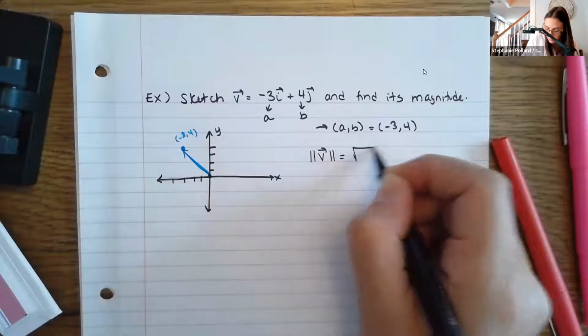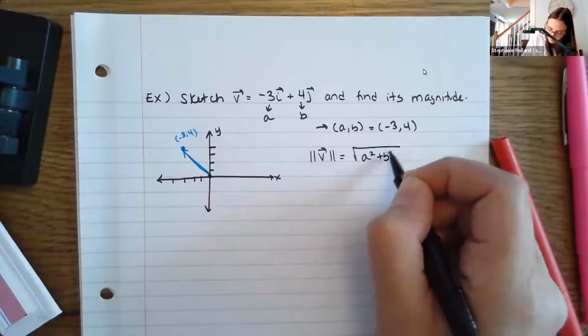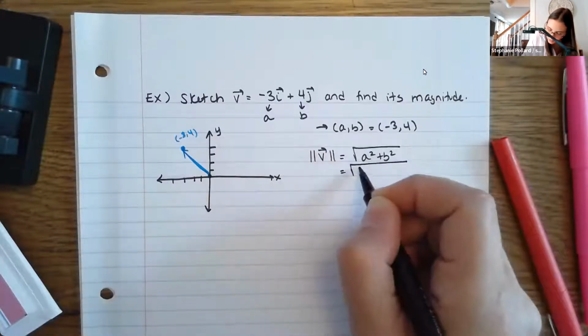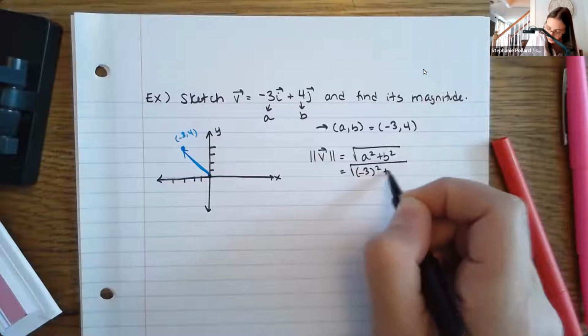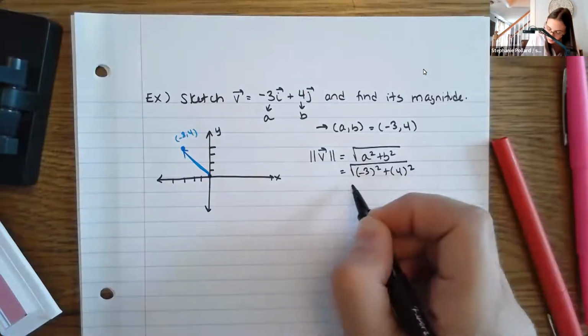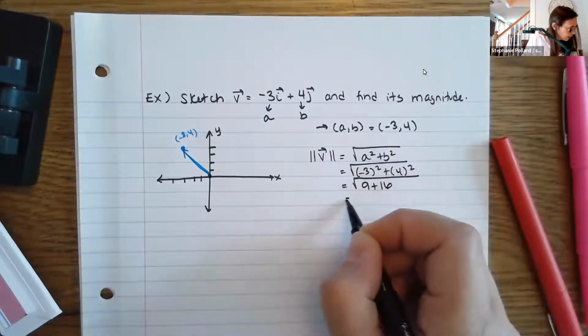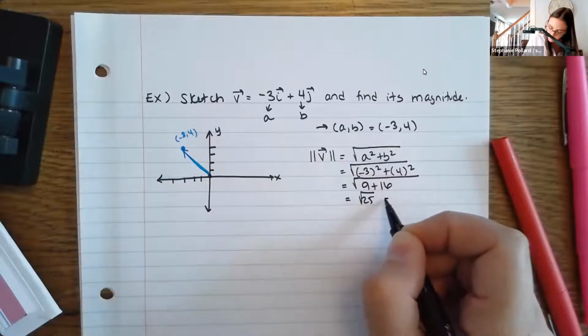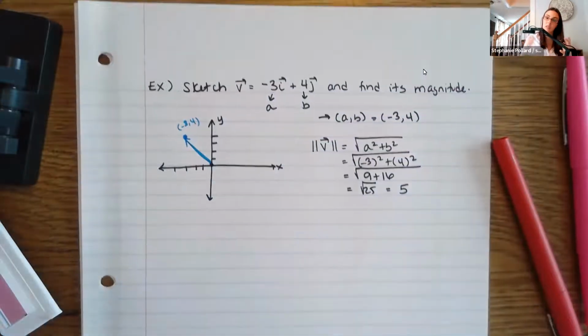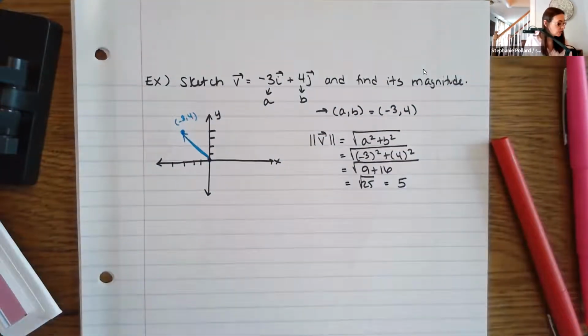Now to find the magnitude, we use that formula, the square root of a squared plus b squared. So our a here is -3. Make sure you're squaring your negatives in this case, which would be 9. And then 4 squared is 16. This is 25. So the magnitude, or distance from the origin to the point (-3, 4), is just 5 units.